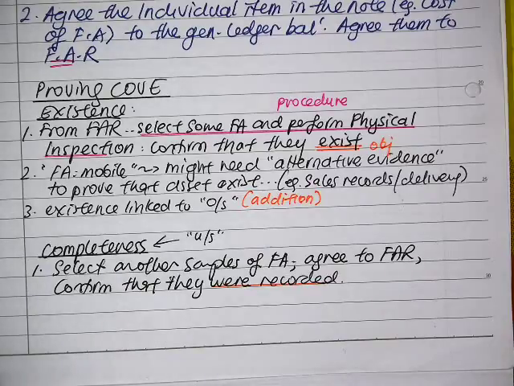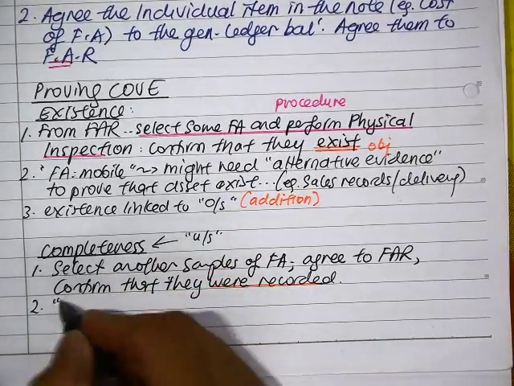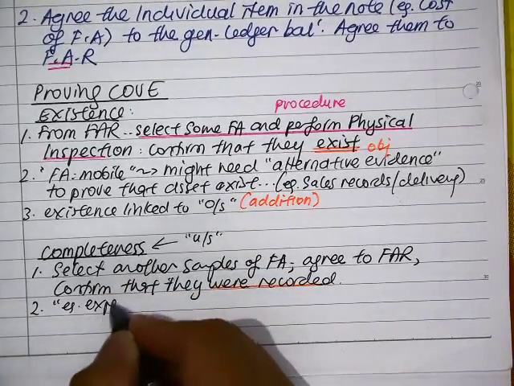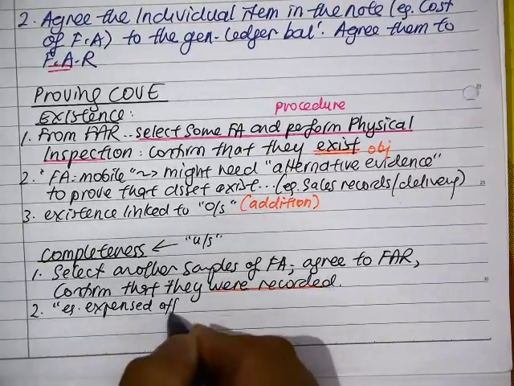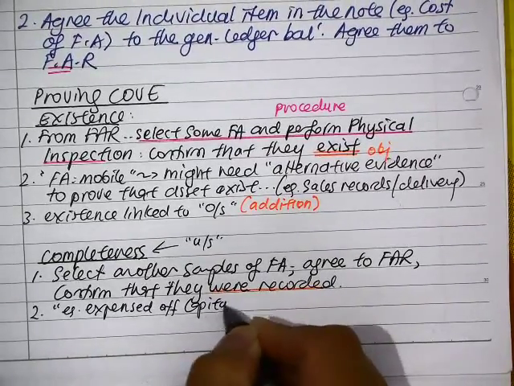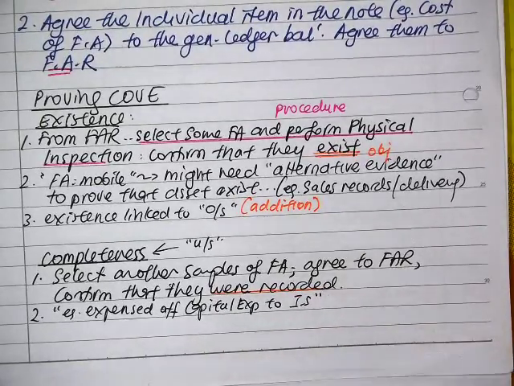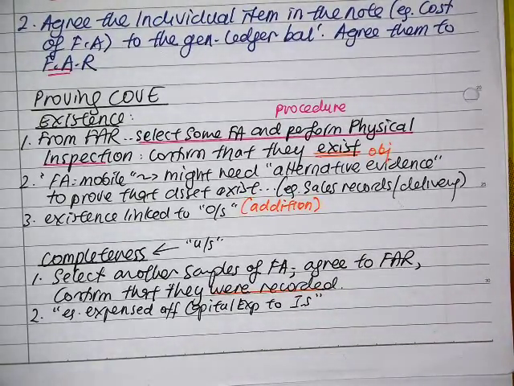So understatement is because if you have an asset but you don't record it, you understate the account. So understating the account will link to, for example, you expensed off a capital expenditure to your income statement. Would that be an understatement? You buy an asset but you expensed it off to the income statement.